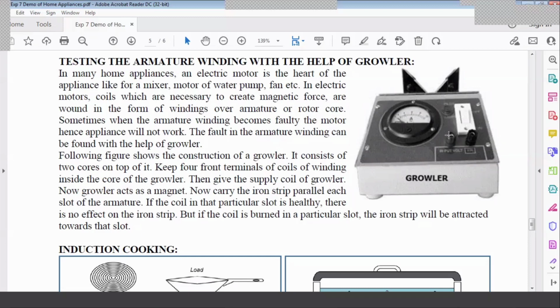Here is the ammeter and supply terminals. What we will do is take out the armature winding and put it here on the growler slots. Then if we turn on the supply, this growler will work like a magnetic cell. The magnetic field will be produced in the slots of the growler, right? If we want to check whether our armature winding is working fine or not, if it is working fine, a magnetic field will be there. If you put any iron strip in proximity with this growler, there will be a magnetic force experienced by you. It means that the armature winding is fine, right?